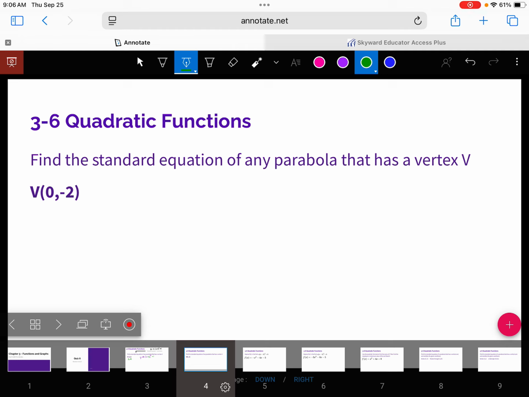Same vibe on this one. So we're going to write the standard equation for any parabola that has a vertex at 0, -2. So see what we can come up with for that one.